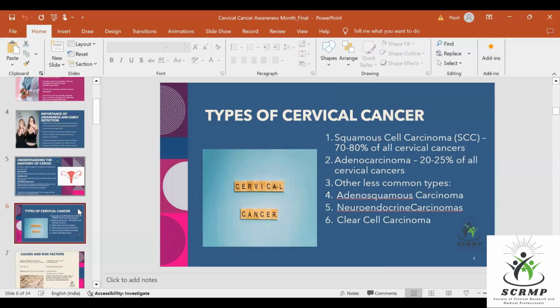Now, just for the sake of knowledge, it is better to know this. Once you are able to detect what kind of cancer it is, the further treatment depends on that. That is the importance of knowing the different types of cancer.